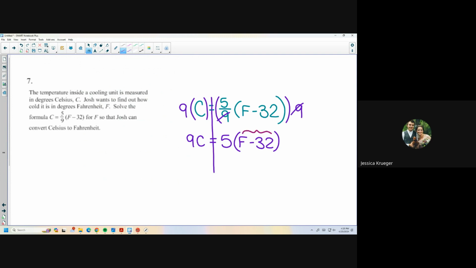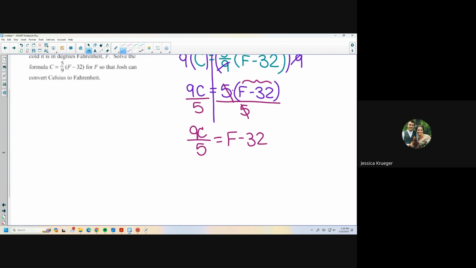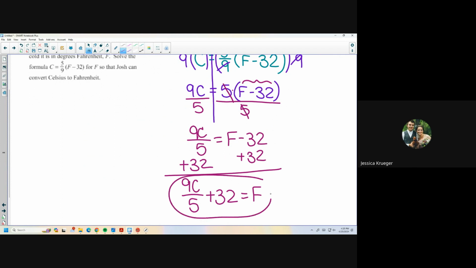Since F is in these parentheses, how would you get these parentheses by themselves? Pause the video and see what you think your next step might be. 5 is being multiplied by the parentheses, so I'm going to divide by 5. And now my parentheses, I can drop them because that becomes a 1 times F minus 32. And now to get F alone, see if you can figure out that last step. Adding 32 is how we get rid of the 32 on the right-hand side. And this is my final answer.